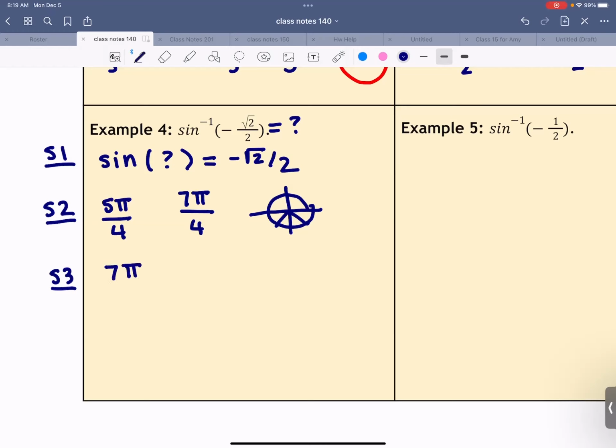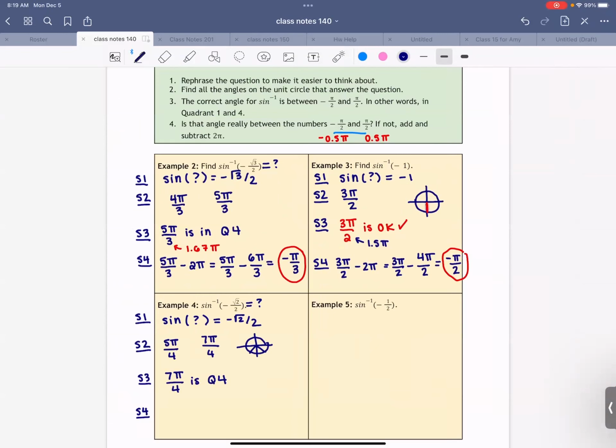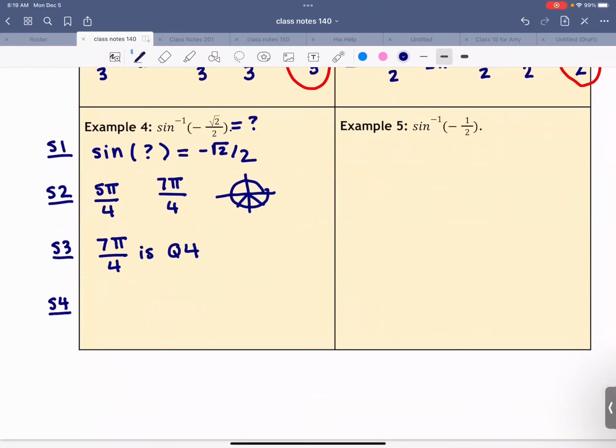7π/4, right? So that one is the correct one. That's in quadrant 4, so we're going to keep 7π/4. And then step 4 is a little bit tricky, okay? Step 4, we're trying to figure out, is 7π/4 really between -π/2 and +π/2? What I mean by that is, is 7π/4 between -0.5π and 0.5π? Well, it's not, right? 7/4 is definitely bigger than 0.5.